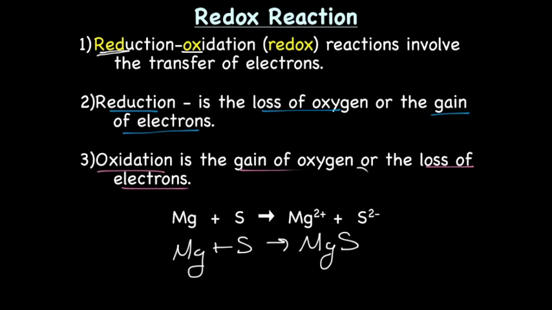However, we're still going to have magnesium go from the reactant side to the product side, having lost a couple of electrons to become a 2+. So magnesium has been oxidized, and sulfur is going to gain 2 electrons to become a 2-. So sulfur has just been reduced. Okay, so that's the real basic idea of a redox. We're going to spend a lot more time on this.